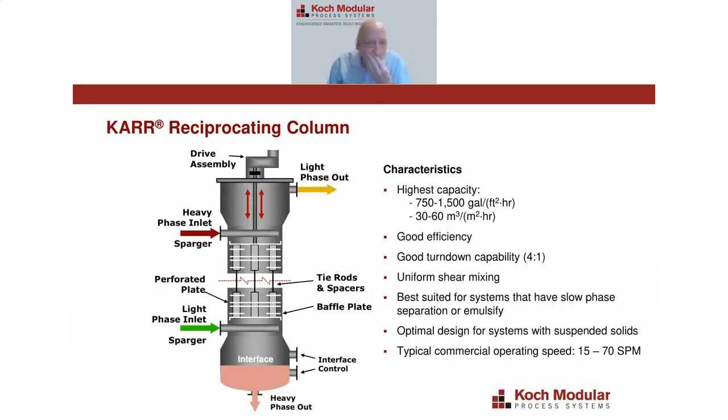And then we have the Karr column. Besides the Scheible, there's a number of different rotating agitated columns available commercially, but the Karr column is unique in that it doesn't have rotating internals, but it has a plate stack that reciprocates up and down. So the key for a Karr column is what we call uniform shear mixing. With an impeller, you have non-uniform shear across the cross section of the column, but with a Karr column, you have uniform shear mixing. What this means is you create a more uniform dispersed phase particle size distribution.